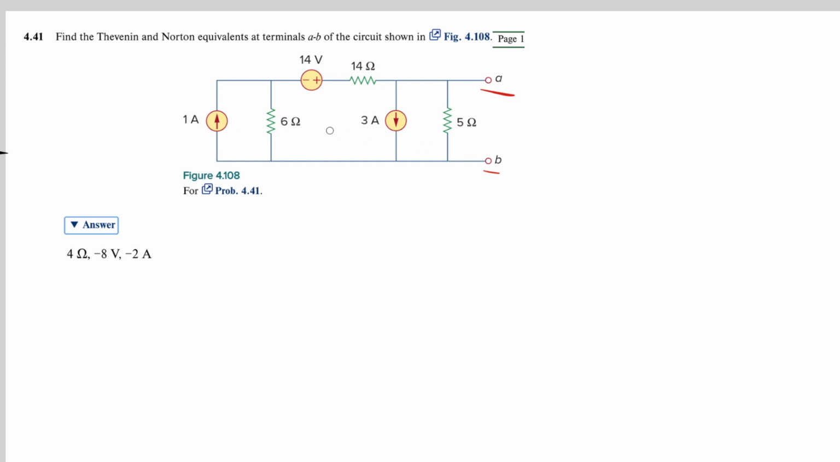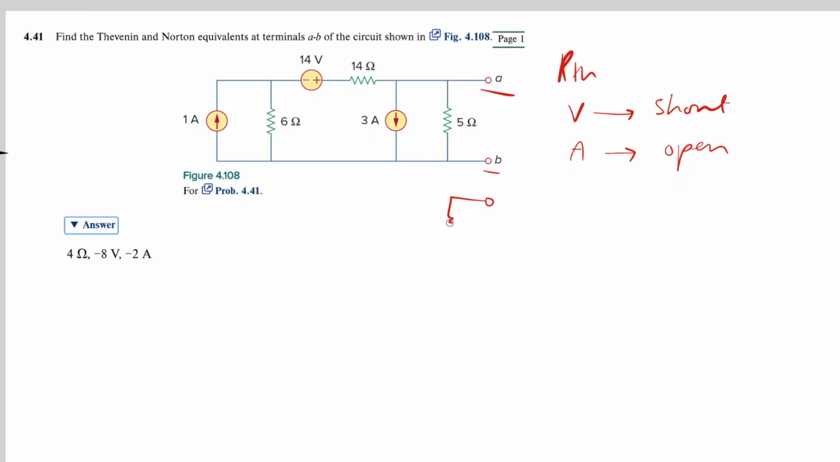Okay. First step to get our Thevenin is to turn off all of the independent sources. So what does that mean for a voltage source? If a voltage source is turned off, then we replace it with a short circuit. And if it's a current source, then we replace it with an open circuit. Okay, so what does that mean for this circuit here?